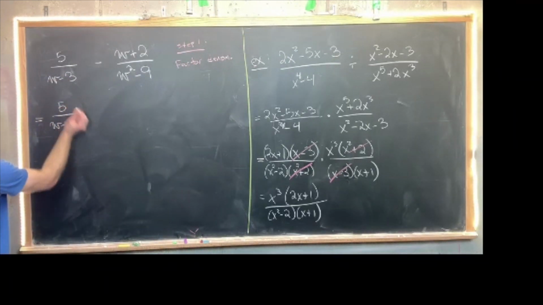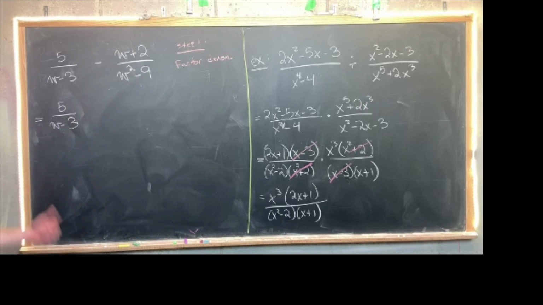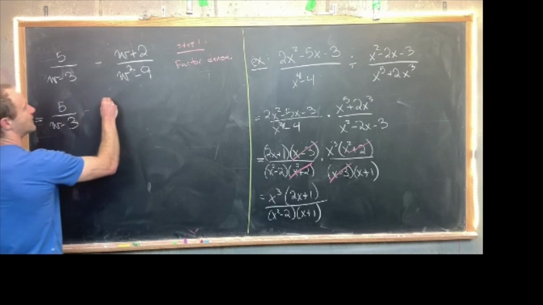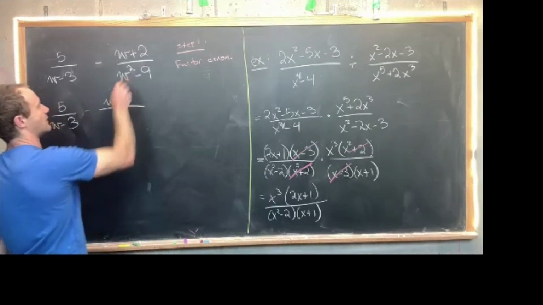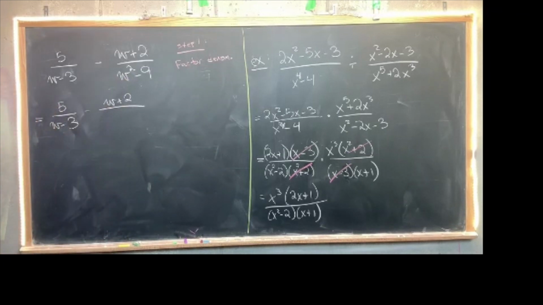So notice w minus 3 can't really simplify. And here we have w plus 2. Now we have to think about how to factor w squared minus 9. So that's a difference of squares.